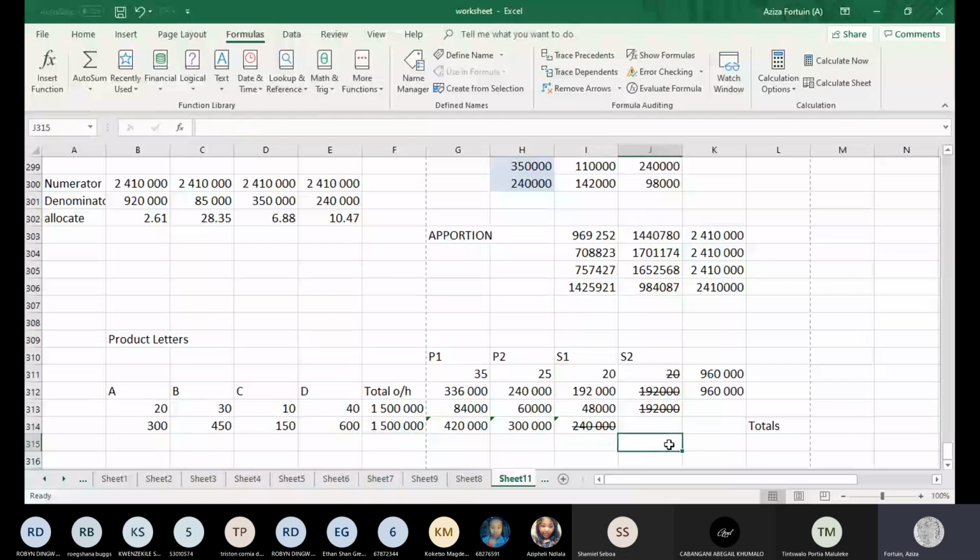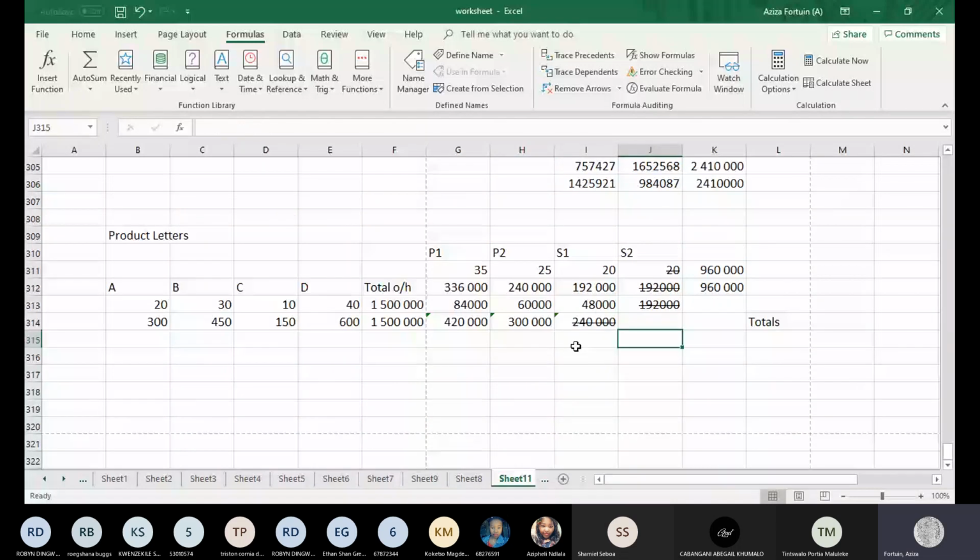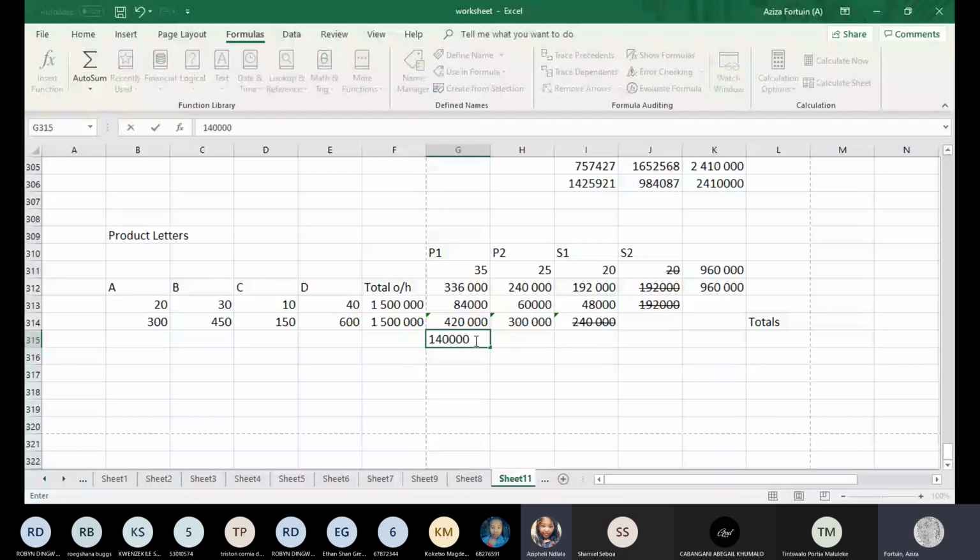So 240,000, I'm going to say 35, right? So 35 divided by 60 times 240,000. So I'm going to get 140,000, right? I'm going to say 25 divided by 60 times, sorry, Aziza.